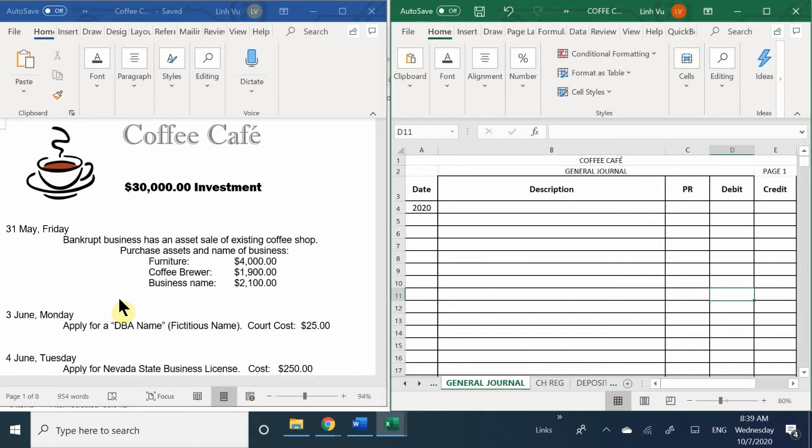With that, there was a business that was bankrupt, and we decided to buy that business. When we bought that business, it came with furniture, a coffee brewer, and we also bought out the business name. Okay? So right here, that cost us $4,000. And then for the furniture, it also cost us 1900, and for the coffee brewer, it also cost us 2100. So with this being said, we bought a business. Okay?